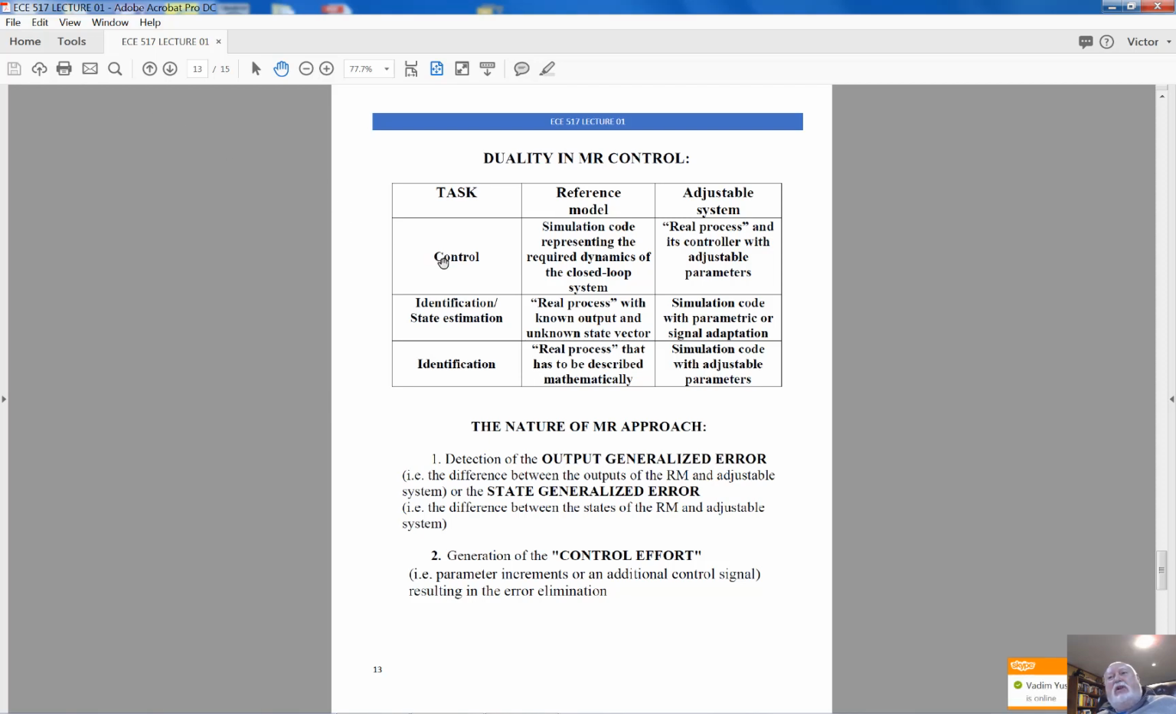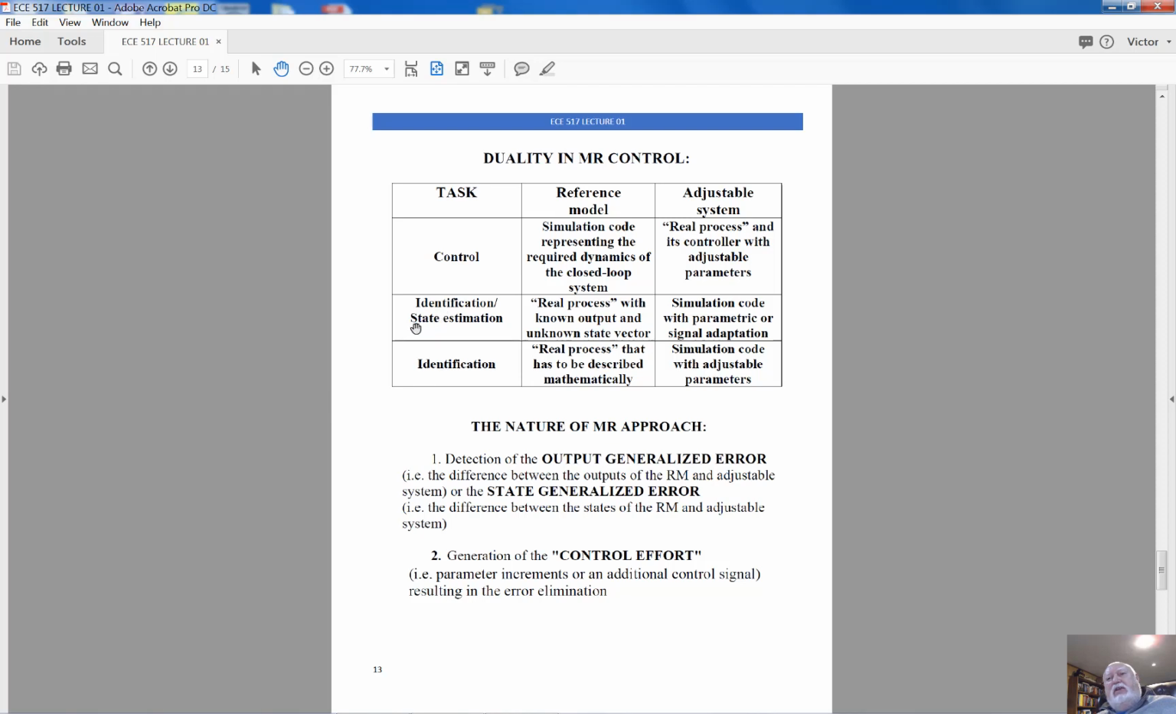If you have a control problem, then simulation code is the reference model. It represents the desired closed-loop system performance. Adjustable system is a real physical process with its controller, but controller has to have adjustable parameters.